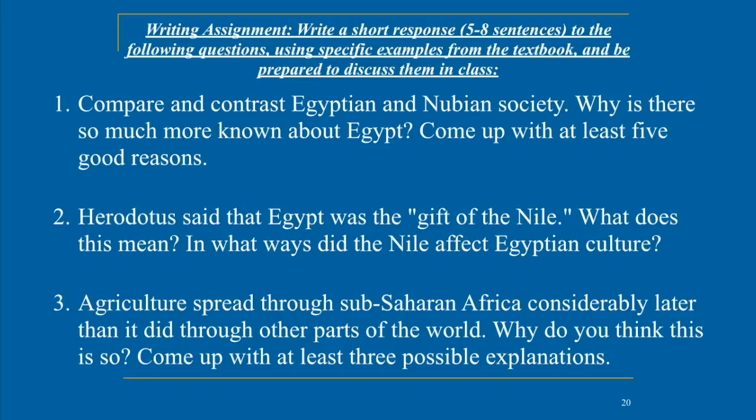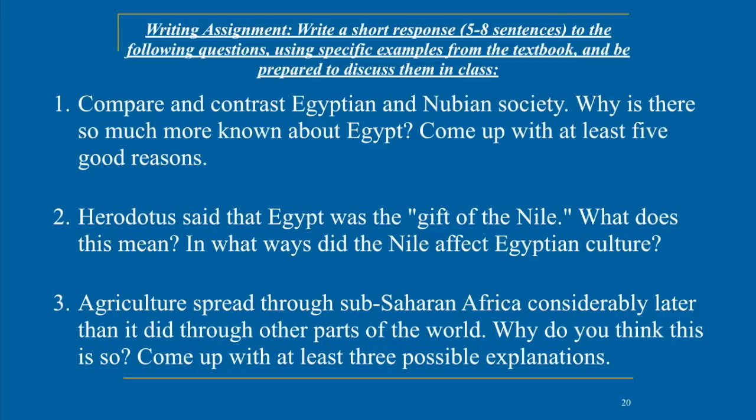Your writing assignment, 5 to 8 short sentences. Number one, compare and contrast Egyptian and Nubian society. I draw a T-chart. Why is there so much more known about Egypt? Come up with at least 5 good reasons. You can do 5 if you're really ambitious. I'll say 3. That sounds like a pretty good number to me. Make sure you just have those 3 locked down.